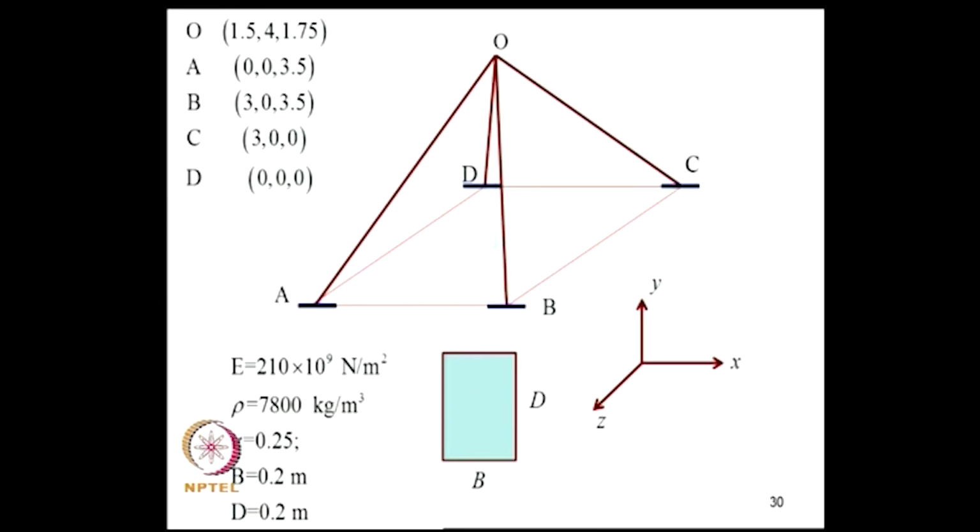Now, another example is again a structure with 4 members. So, there is a rectangle ADCB, and O is a vertex, and every one of A, B, C, D is joined to this through 4 members, each of which has a rectangular cross section, and we have taken the origin at D, and these are the coordinates of the points O, A, B, C in meters. And this is the coordinate system. So, these are some of the parameters for the system.